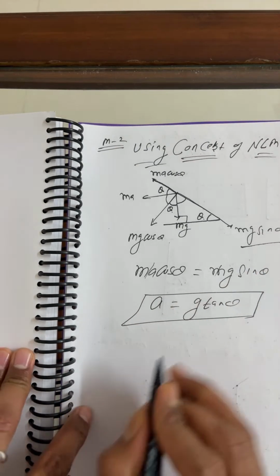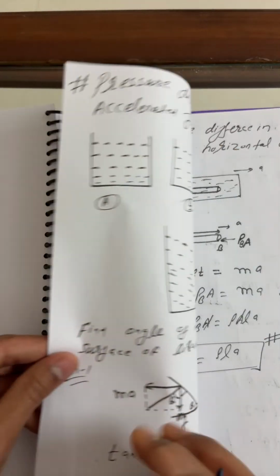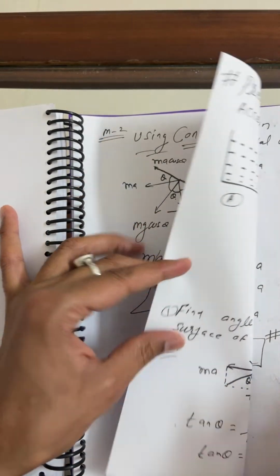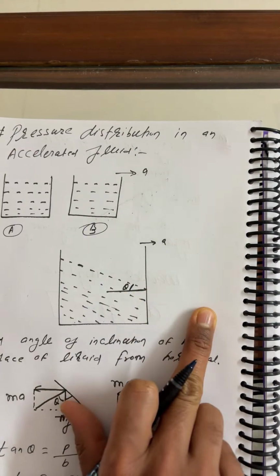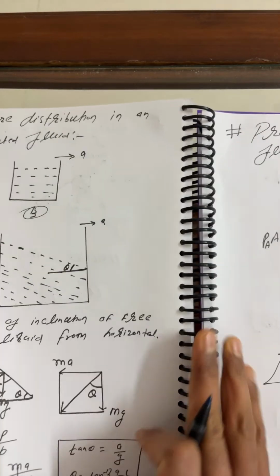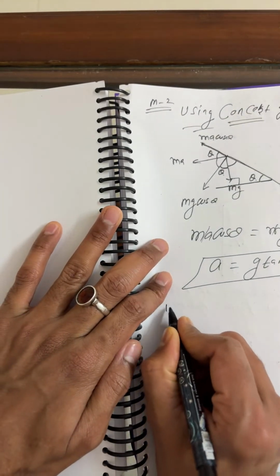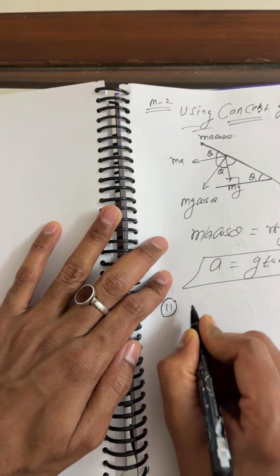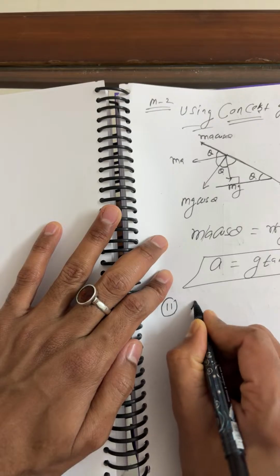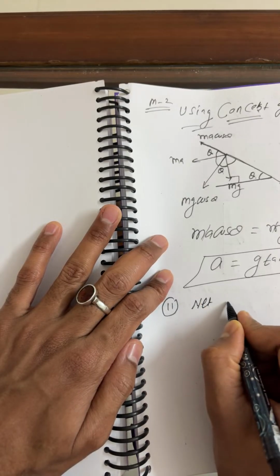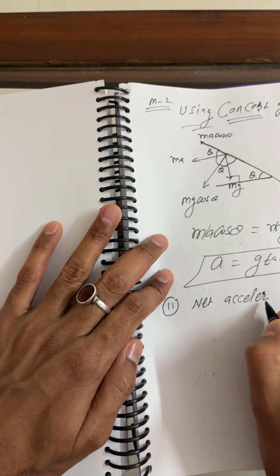Now, what is the second question? There are several questions. The first question I already solved, that was question number 1, where the container moves towards the right. Now have a look at the next question. Question number 2: you have to find the net acceleration.